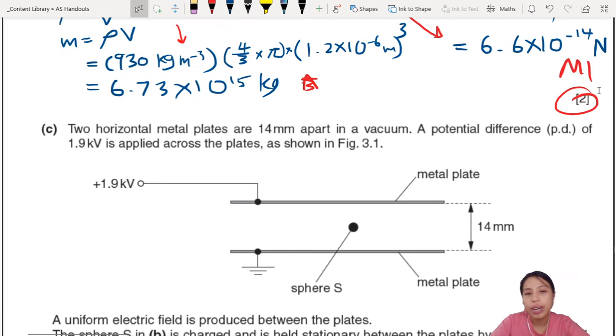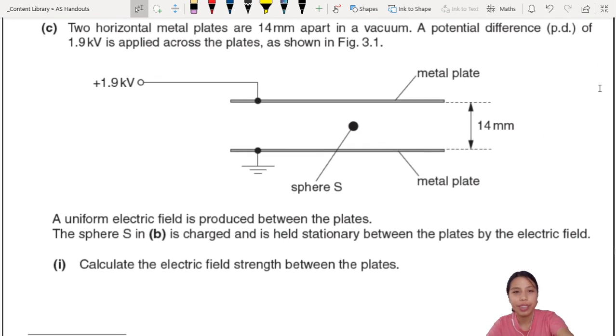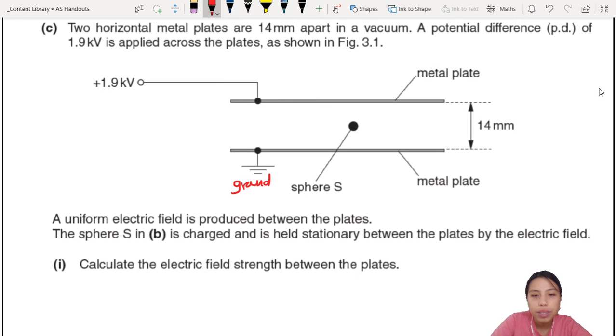Then you go on to C. This is where the electric stuff starts happening. So you have two horizontal metal plates apart in a vacuum, with a potential difference of 1.9 kilovolts. Up there is 1.9. This symbol down here means ground. Ground basically means 0. Consider it like 0. Okay, so that's the picture.